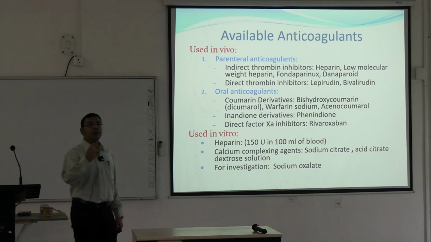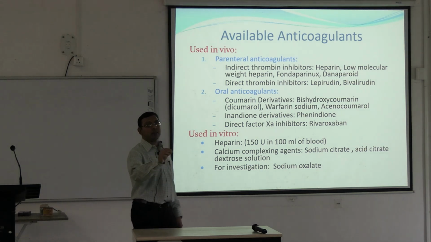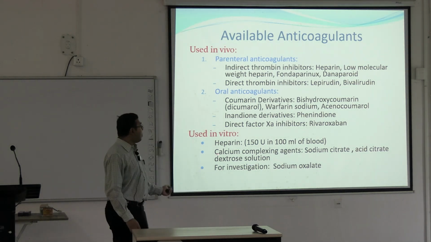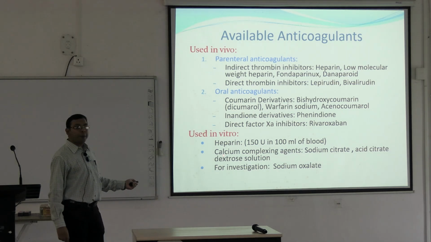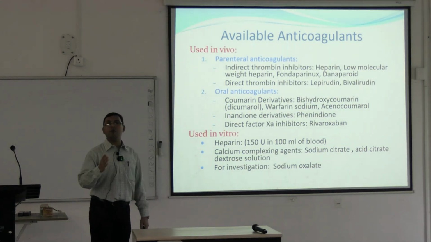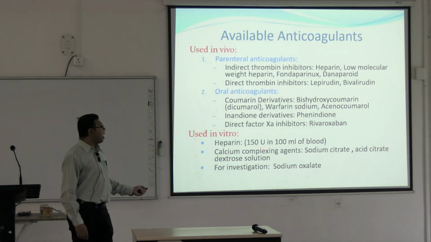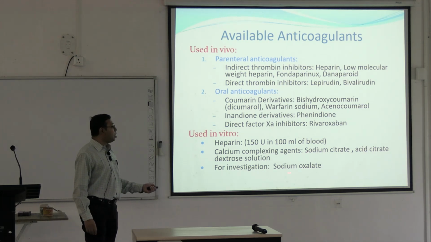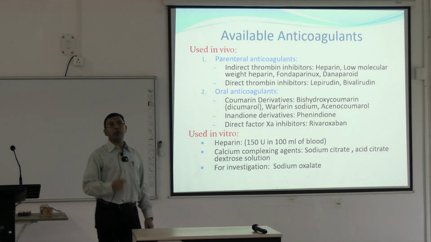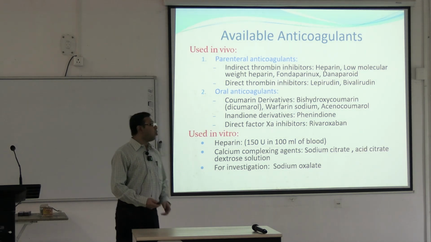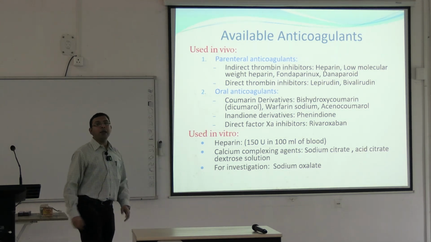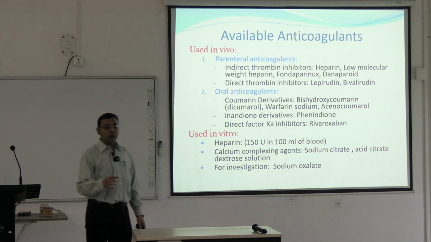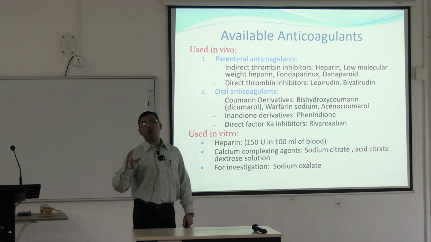In vitro means that in diagnostic purposes we add this anticoagulant to keep the blood fluid. Heparin can be added; heparin can act as both an in vivo and in vitro anticoagulant. Calcium complexing agents like sodium citrate, acid citrate dextrose, etc. can be used. Sodium oxalate can also be used, mainly in glucose estimation. Mainly we will discuss the in vivo anticoagulants, that is, anticoagulants needed for prevention or treatment of some diseases.